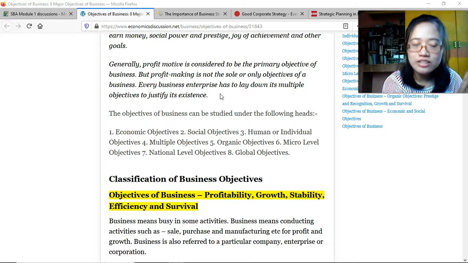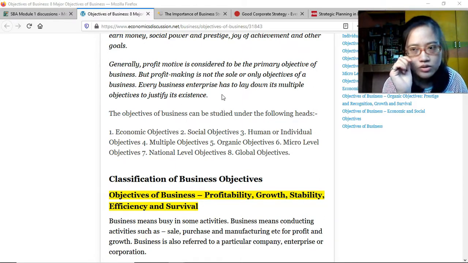And so there are certain businessmen that start their business with the objectives of helping the community, providing more employment, helping the government through their projects, helping the other people who are in need, the less fortunate, providing, what do you call this, scholarships, livelihood programs, things like that. Okay, so nowadays CSR is very common to large companies, corporate social responsibility. Every business enterprise has to lay down its multiple objectives to justify its existence.